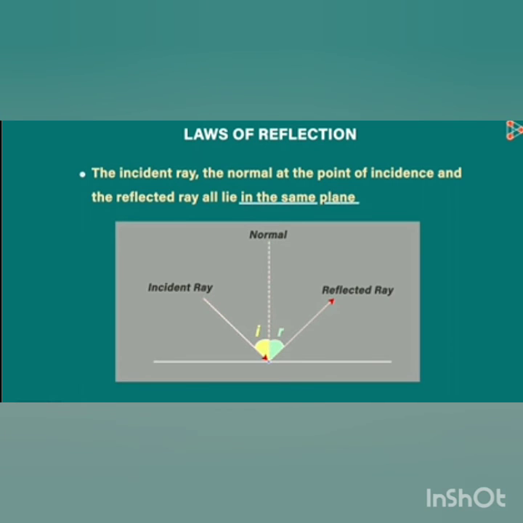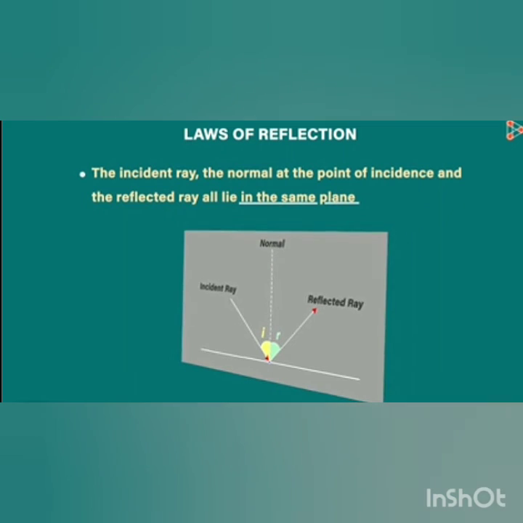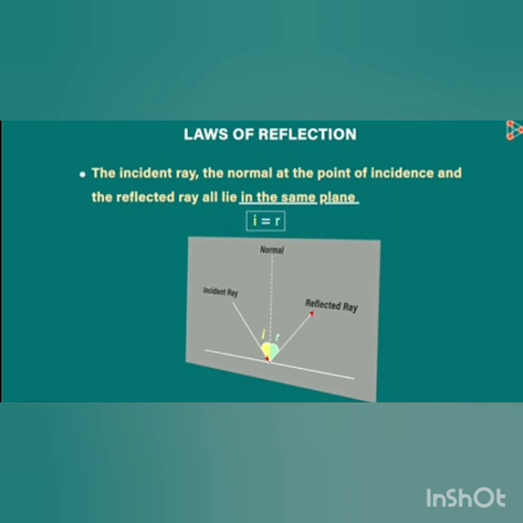Okay. So it never happens that the incident ray and the normal be in one plane and the reflected ray in a plane different from the incident ray and the normal. It will never happen. So always remember that the incident ray, the normal and the reflected ray all lie on the same plane. That means same level. So here you can see the reflected ray is in a different plane. That never happens. Always all the three will be in the same plane.